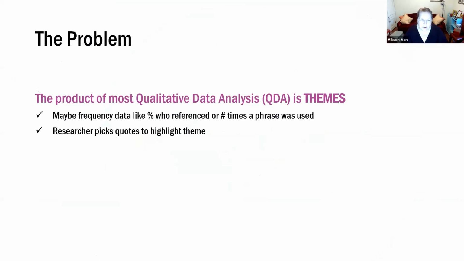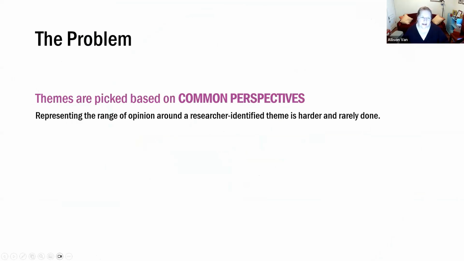And that is that the product of most qualitative data analysis is themes. Often you also have frequency data, like the percentage of people who referenced a particular theme or the number of times a phrase was used. And then the researcher picks quotes that highlight the theme. So because of this, themes are picked based on common perspectives.